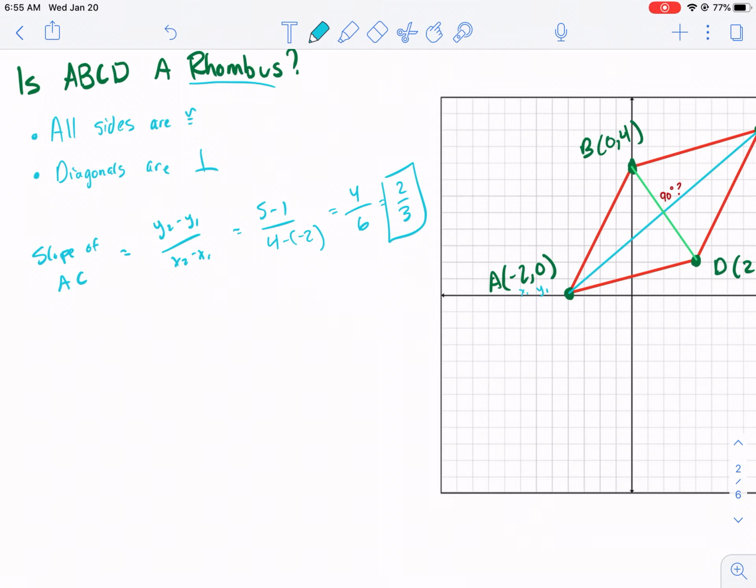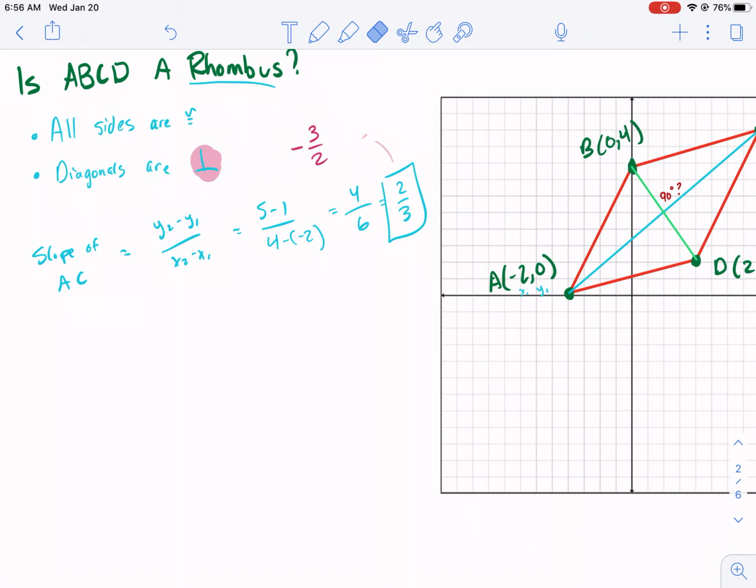All right, let's just do some thinking here. If it's perpendicular, then we're going to have an opposite reciprocal slope. So an opposite reciprocal slope should be opposite, so it goes from positive to negative, and then reciprocal. 2 over 3 becomes 3 over 2. That's what it should be if it's perpendicular. Okay, what is it actually?